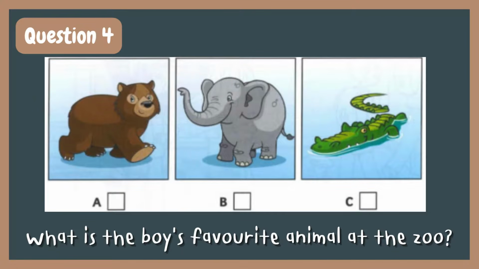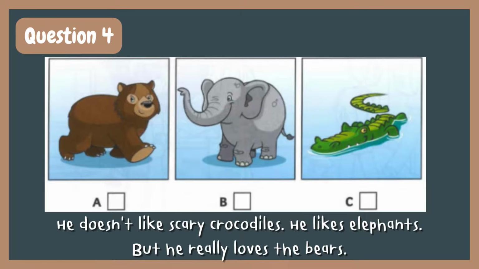Question 4. What is the boy's favorite animal at the zoo? He doesn't like scary crocodiles. He likes elephants. But he really loves the bears. So the answer is A.